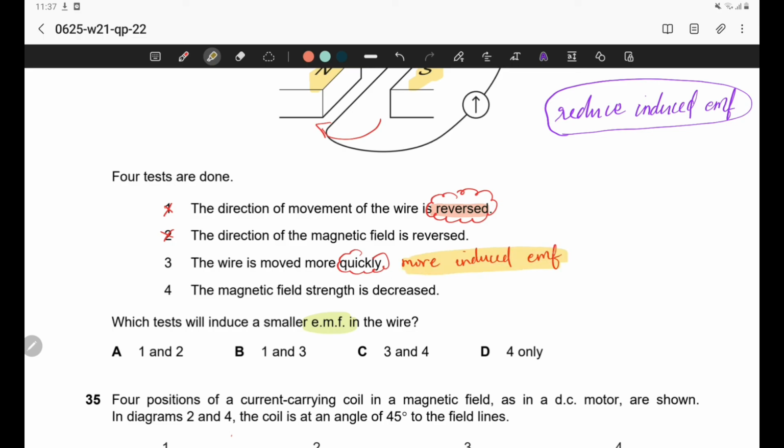But here we need to know the less induced EMF production. So we can check option 4. The magnetic field strength is decreased. Yes, when the field strength reduces, definitely the induced EMF will be less. Therefore, only the correct test which will result in a less induced EMF is test 4. So the correct answer is option D.